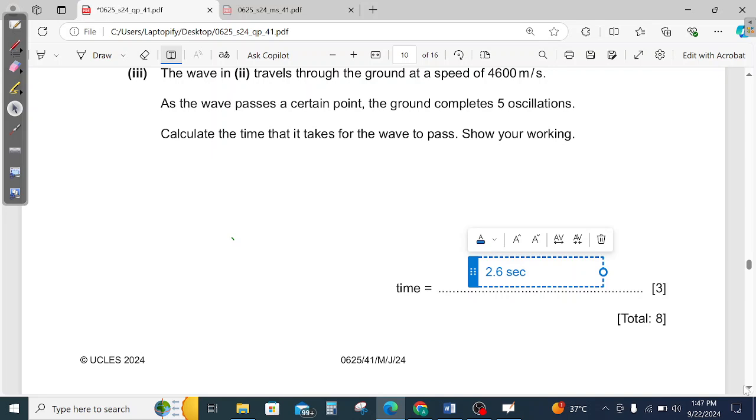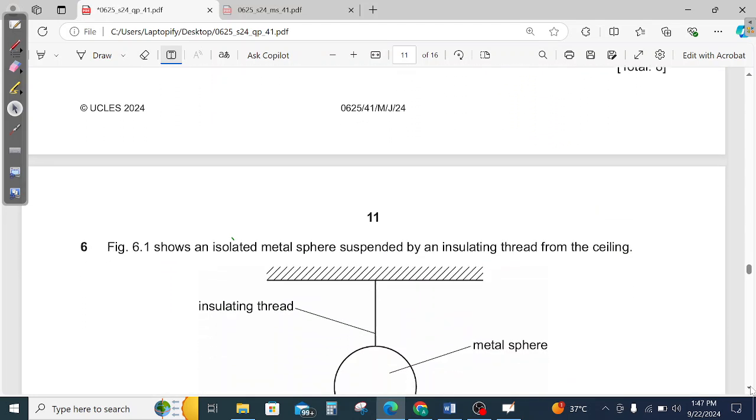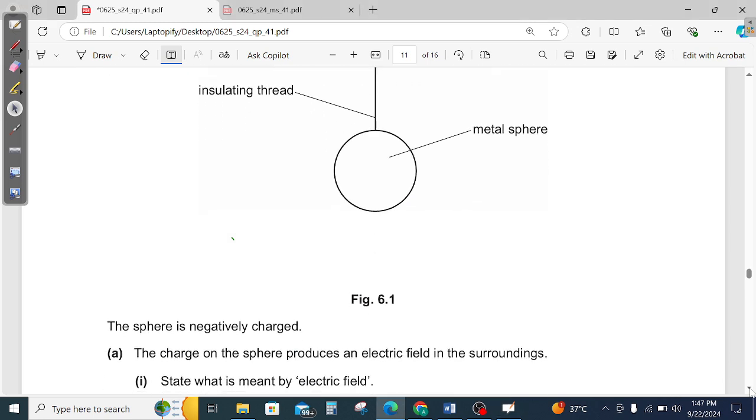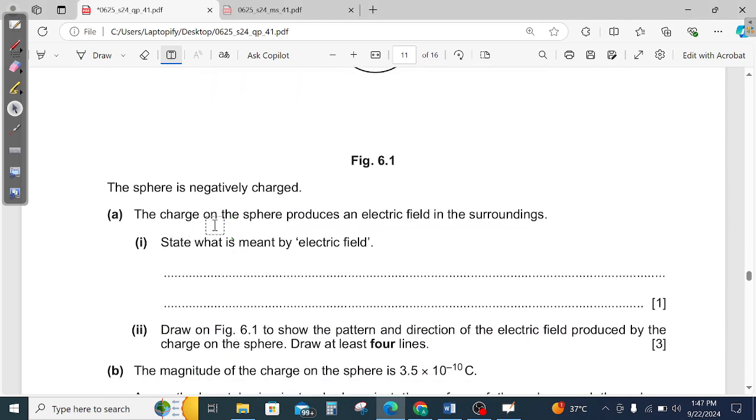Next, last question, and in the third lecture I will solve 7 to 8, then the paper will be ended. Figure 6.1 shows an isolated metal sphere suspended by an insulating thread from the ceiling. This is your ceiling, this is the insulating thread, and this is the metallic sphere. The sphere is negatively charged. It is an easy question. The charge on the sphere produces an electric field in the surroundings.